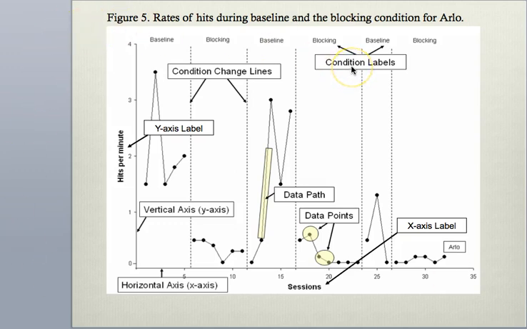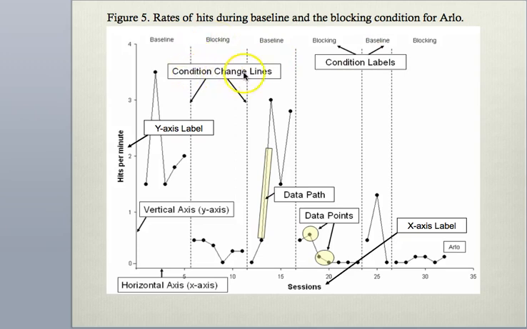So our condition labels are up here, and note that we go from baseline to blocking to baseline to blocking to baseline to blocking. So this is a study in which they had 3 complete reversals from baseline to treatment across a 35-session intervention.